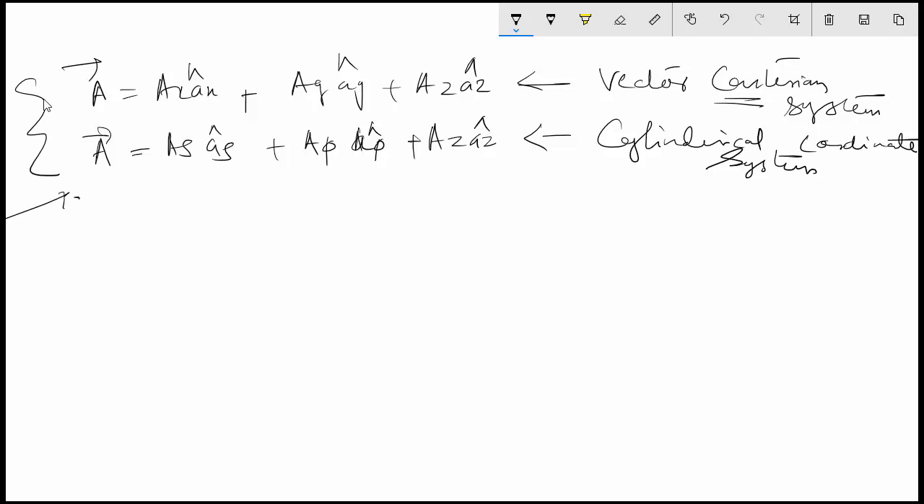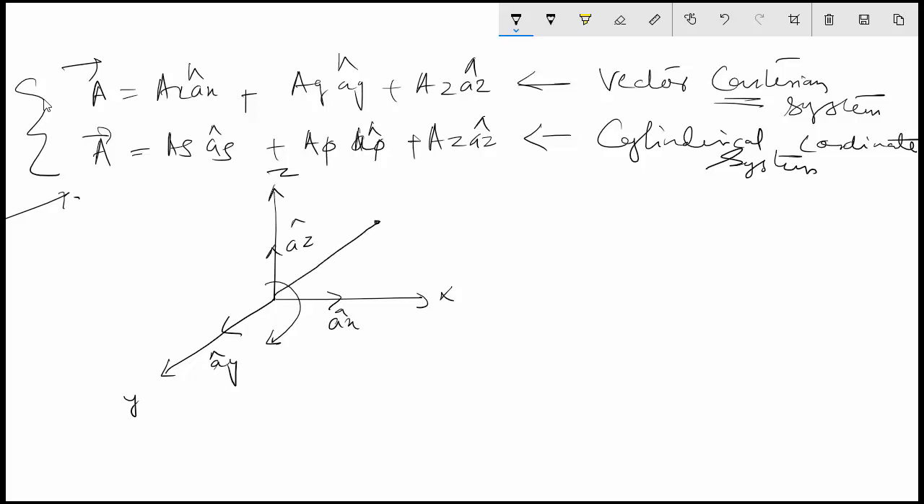When you're dealing with the Cartesian coordinate system, it will have three unit vectors. The unit vector in x direction is ax, the unit vector in z direction is az, and the unit vector in y direction is ay. And you are going through the right hand, and when you are dealing with the same point in the cylindrical coordinate system, your phi will be somewhere, this will be rho, and this will be how your phi will be varying.